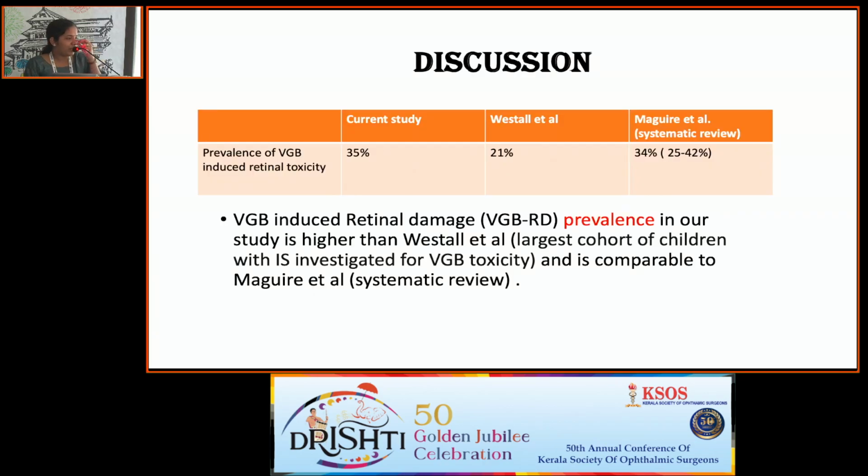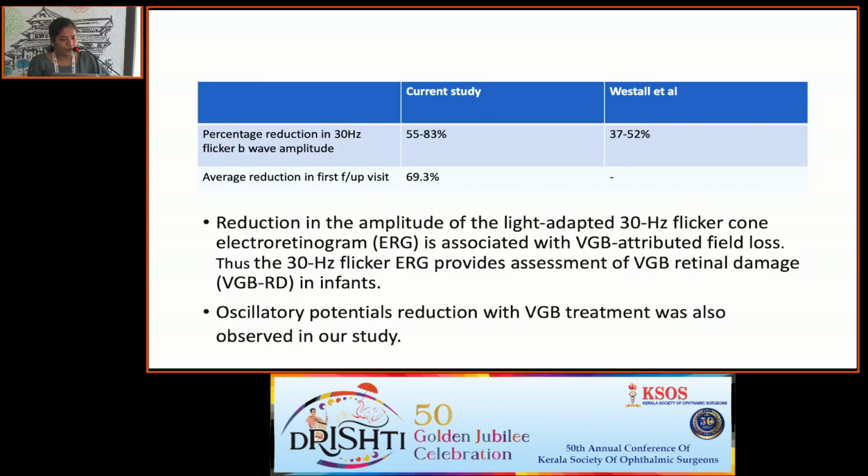So coming to the discussion, the prevalence of vigabatrin-induced retinal toxicity in our study group was 35%, which is less than that of Westall et al. That was 21%, which is the largest cohort of children with infantile spasms investigated for vigabatrin-induced retinal toxicity, and it is compared to Magyar et al., which is a systematic review.